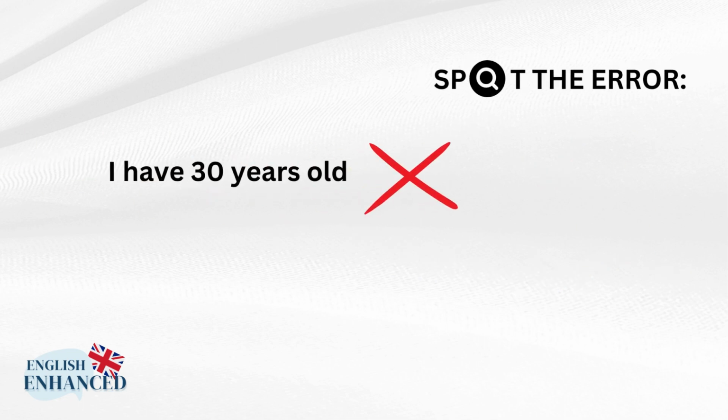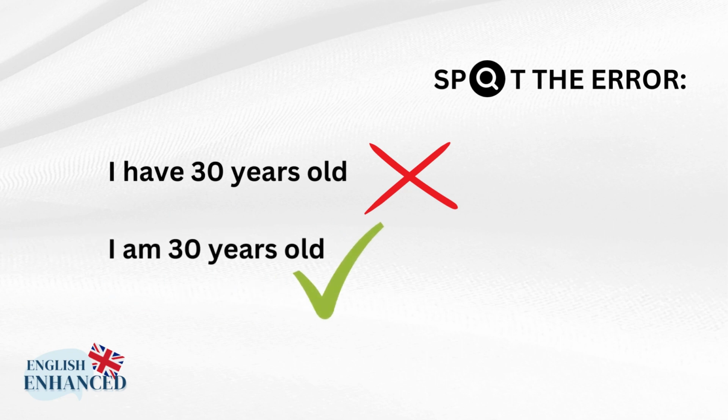Okay, number 7. I have 30 years. So I imagine many of you got this. In this example, it would be I am 30 years old. And for those of you who didn't, it's because when we're trying to express age, we use the verb to be. So am is are instead of to have.